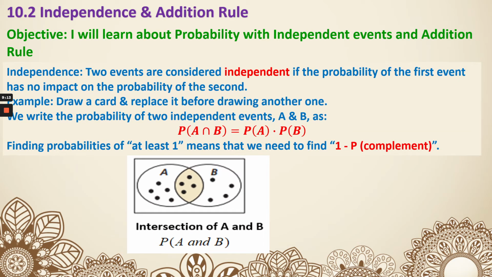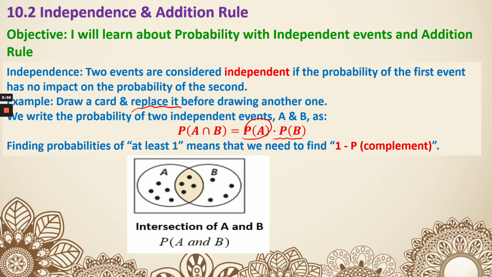Next, we have something called independence. Two events are considered independent if the probability of the first event has no impact on the probability of the second. The example: draw a card and replace it before drawing another one. So this is the key, replace it. That means after you draw a card, you just put it back in the deck. So you still have 52 cards when you try to draw a card again. And these two do not affect each other. You may argue they do because it kind of matters where you put it, but in all randomization, we consider it to be not affecting each other. In order to calculate that, we are going to use the probability of event A, this time multiplied by the probability of event B.